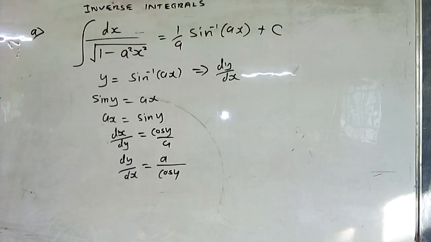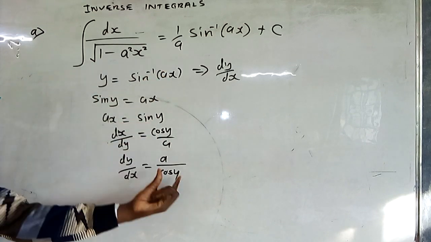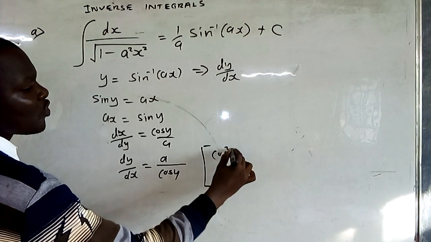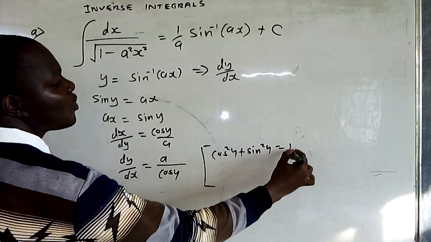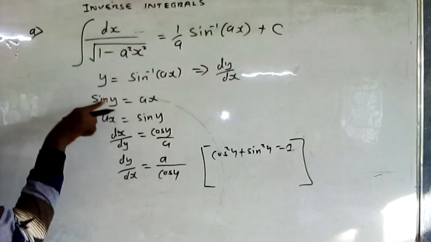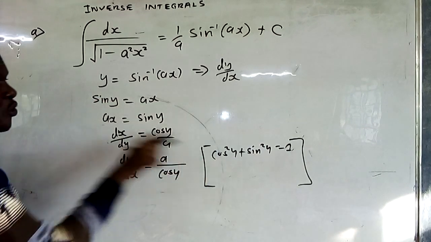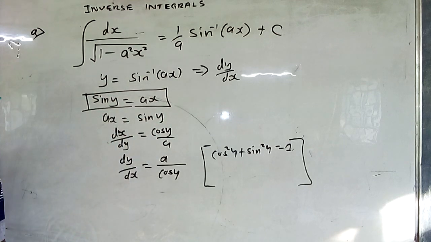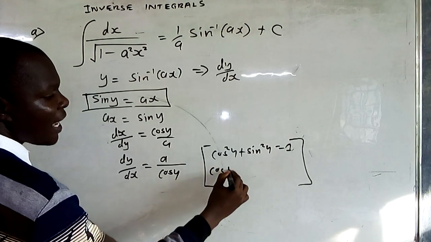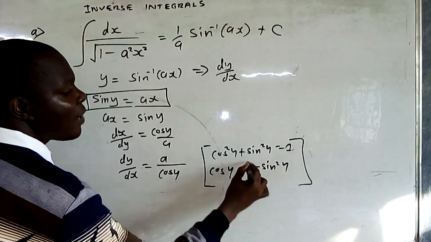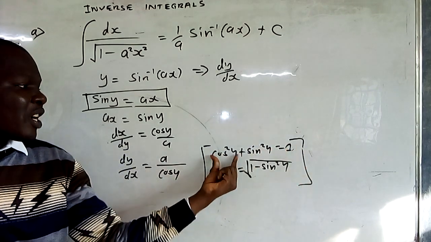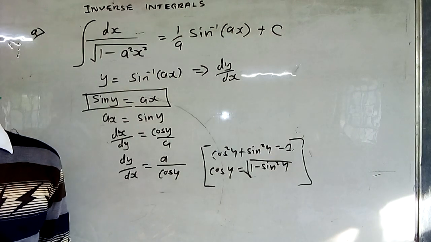Then now, we want everything in terms of x, because we were given sine inverse of ax, meaning we get rid of cos y. We use the Pythagorean identity, because we know that cos squared y plus sine squared y is equal to 1. But you know sine y is ax, so you can write cos y in terms of sine y. Cos y is the square root of 1 minus sine squared y. You take sine squared y to the other side, then find the square root on both sides.